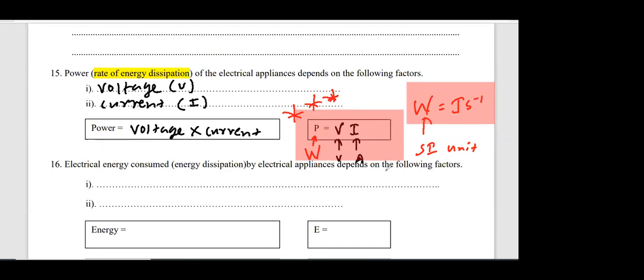Question number 16: amount of electrical energy consumed. So this is the rate, how fast it utilizes energy. Imagine a 60 watt lamp. A 60 watt lamp is what? 60 joules per second. It consumes 60 joules in 1 second. Part of the 60 joules can be light, and the rest will be heat, because there is a loss of energy in the form of heat from any lamp.